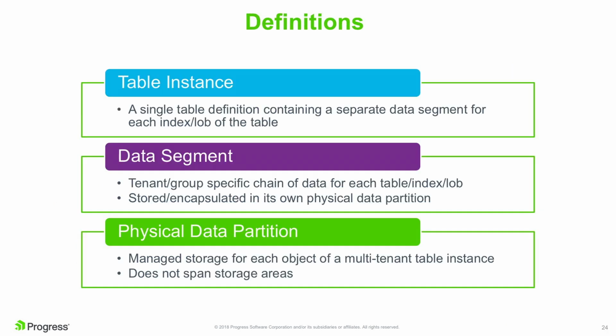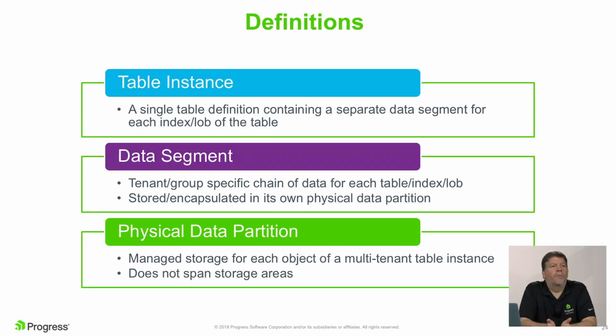Now we get into a few definitions in this one. We have a table instance, which is a single table. Right? It has its own data. So where I was giving the example before of a customer, I have a customer. The customer is defined in one data definition file, but each tenant has its own amount of data within that table. So they have their own instance of that table.